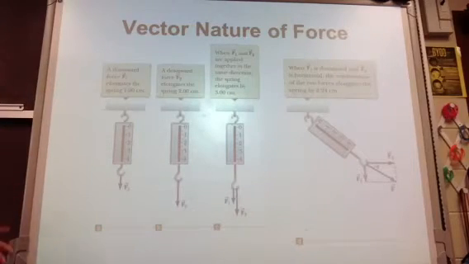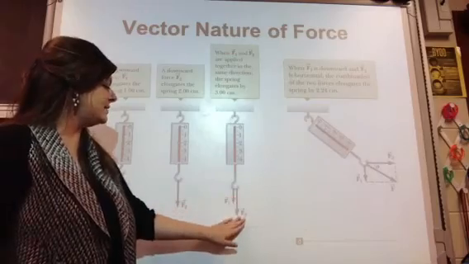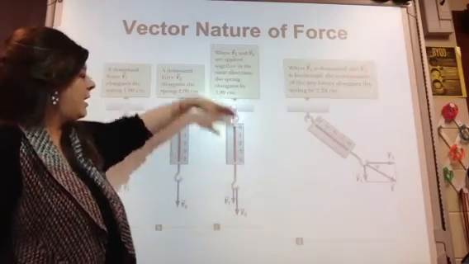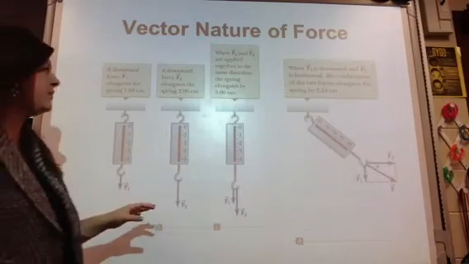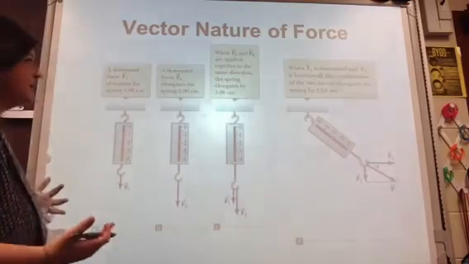If I apply both of those forces together, I apply the first force and the second force, I can see then that since they're acting in the same direction, I'm going to add those two force vectors together, and in this case it elongates the spring by 3 centimeters.